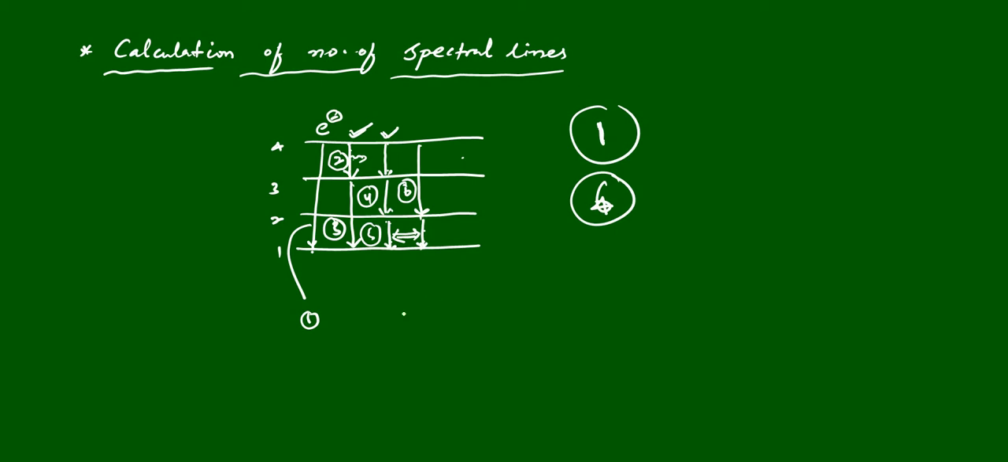So in that case we can generalize to calculate the number of spectral lines. There is a general formula: when an electron jumps from the nth level to the ground level, the total number of spectral lines in a hydrogen-like sample is n(n-1)/2. We can note this down: maximum number of spectral lines.